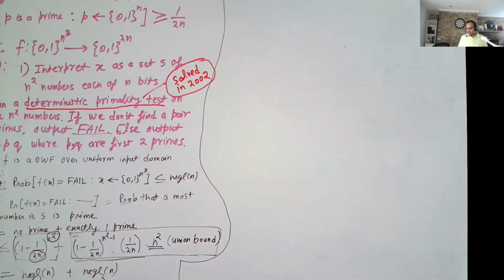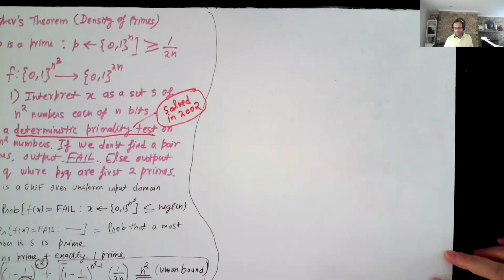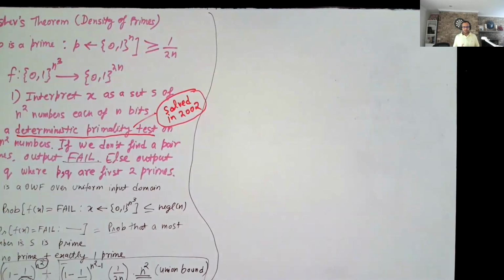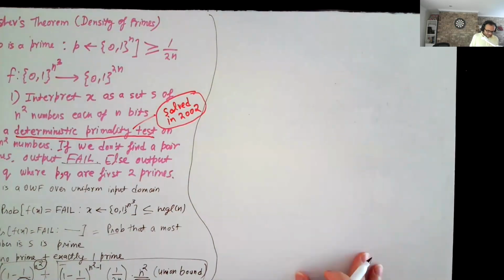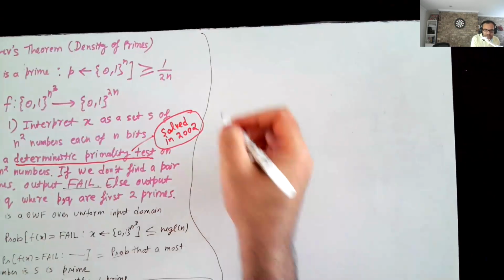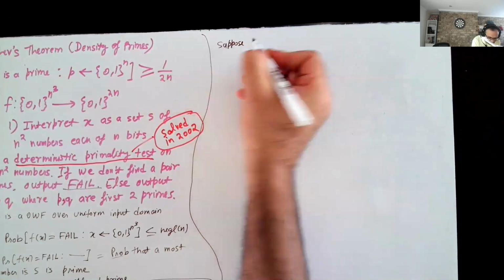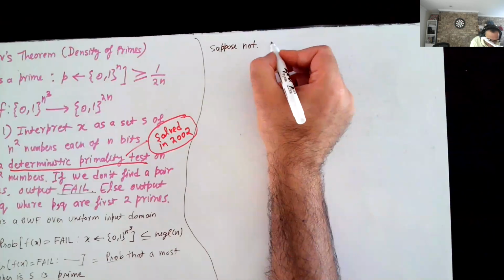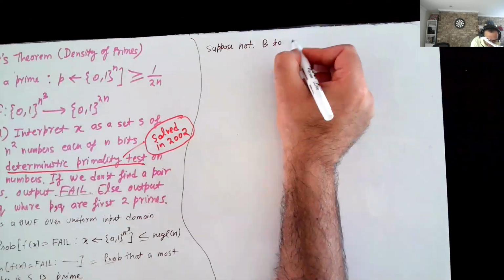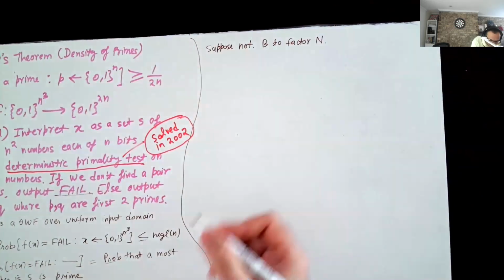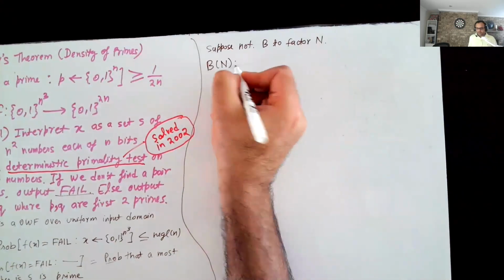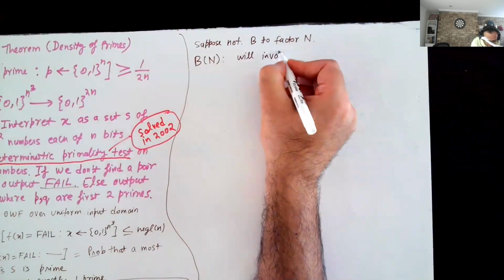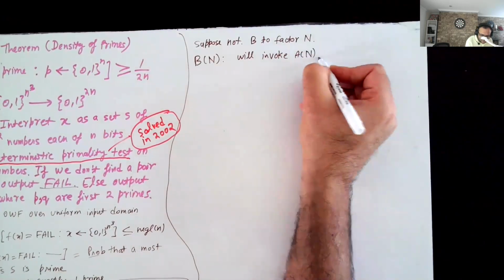Otherwise you can just always output fail, and that's never going to help you. Okay. Thank you. Now let's try to arrive at a contradiction. Armed with this fact, we will try to construct B. Suppose this f is not a one-way function, okay? We will again build B to factor some given input n. And B of n will work as follows. As you can expect, B of n will invoke A of n, okay?